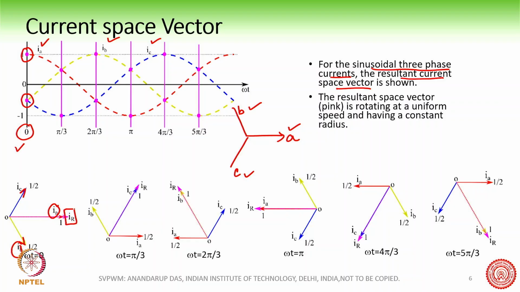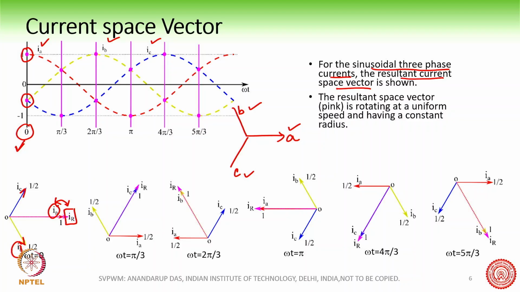You get the resultant space vector IR here. And you can understand that if you apply the multiplying factor 2 by 3 as before, then the peak of IR and the peak of IA will have the same value. IR is equal to IA, right? So this happens at omega t equal to 0.